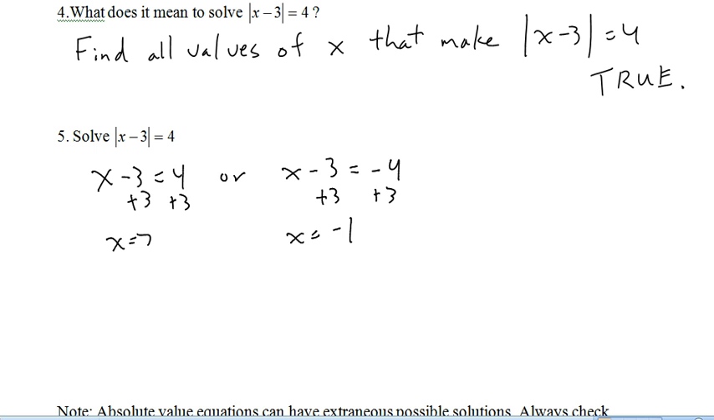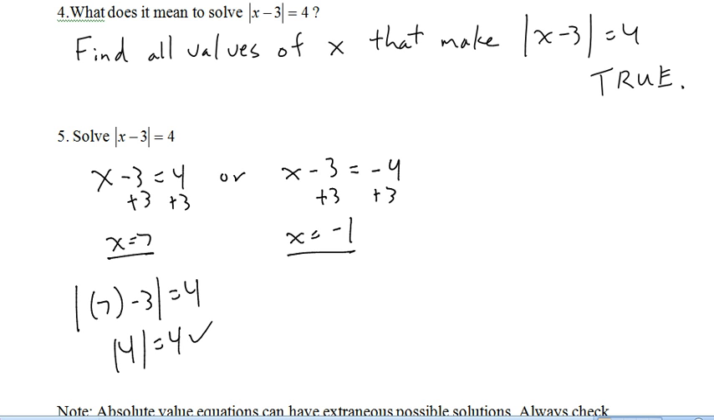Notice at the bottom there, it says that we may have extraneous possible solutions. So that means that when we get this stuff, it may not make the original true and therefore won't be a solution. So let's just make sure that these two are actually solutions. 7 minus 3 equals 4. So we get the absolute value of 4 equals 4. That's true. And this one we get the absolute value of negative 4 equals 4, which is also true.